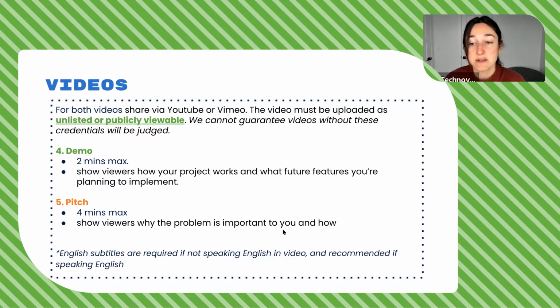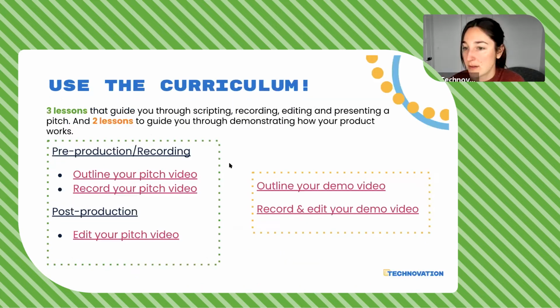For both of those videos, the tip we have there at the top is to share via YouTube or Vimeo. That makes it just easily viewable for a lot of our judges if you can do that. And then the video should be uploaded as either unlisted or publicly viewable. So just make sure that that is actually checked off as you're uploading those videos. That way, when a judge goes to click, it's not barring them from accessing the video and viewing it.